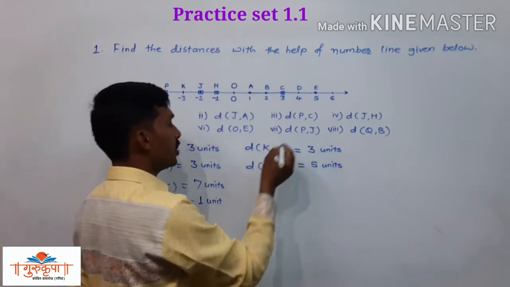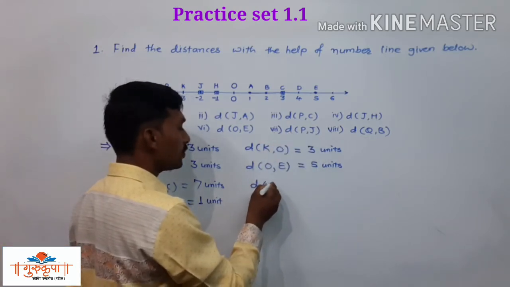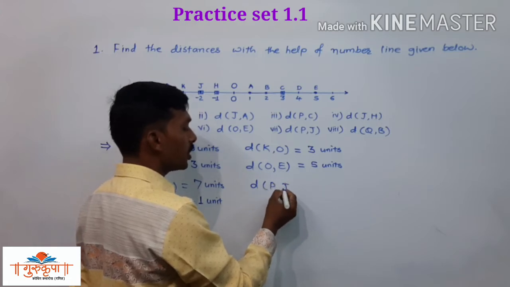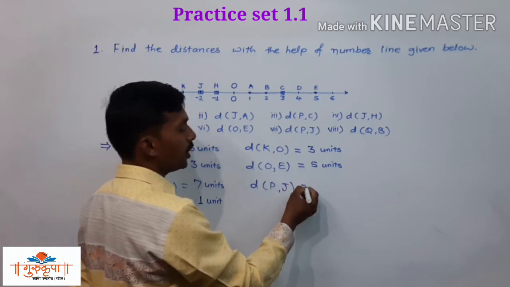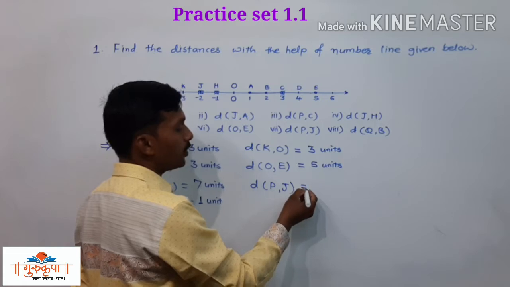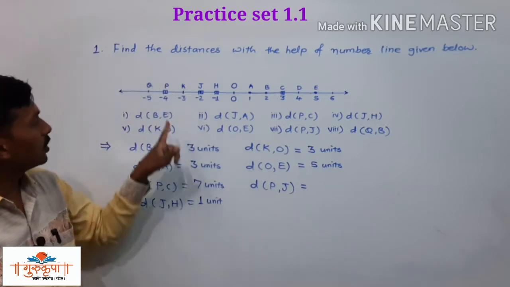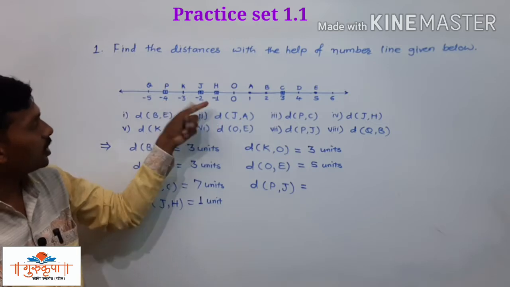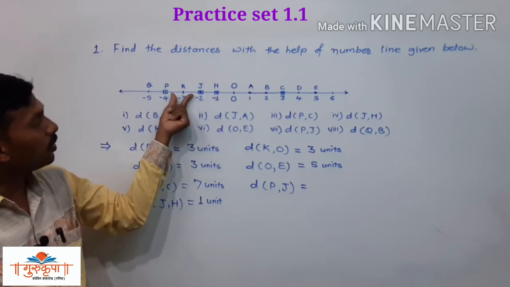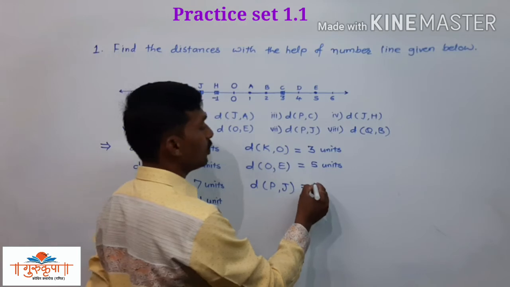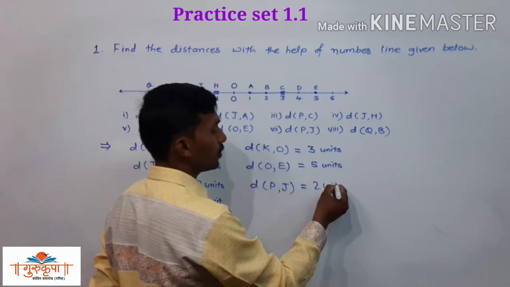The next question is distance PJ. Now see where the point P is and where the point J is, and into how many equal parts the distance PJ is divided, that we have to observe. Here we have P, here we have J, and it is divided into 2 equal parts. So PJ is equal to 2 units.